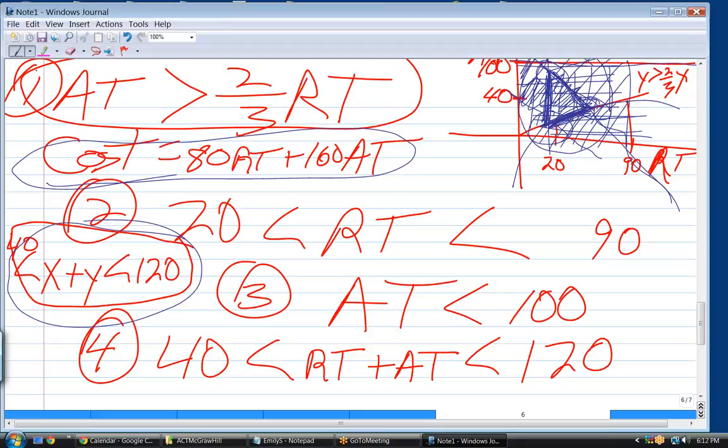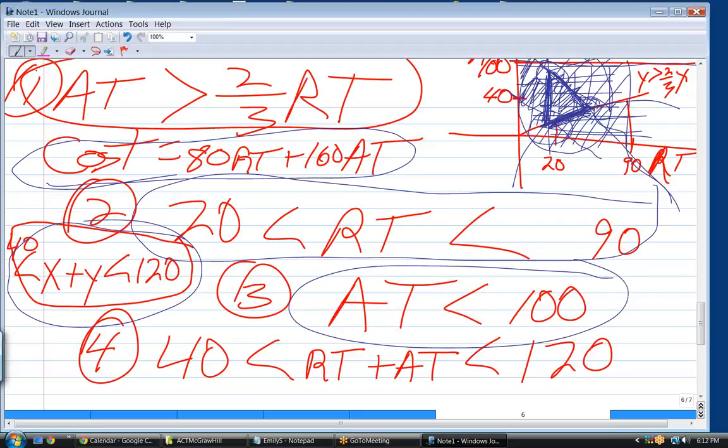In this case, we're minimizing, and the cost is $80 per real tree and $160 per artificial tree. So you might say, well, why not get none of both? That's a cost of 0. Well, we can't do that because, for one thing, we have to have between 20 and 90 real trees. We have to have less than 100 artificial trees, and the sum of both has to be between 40 and 120. So all of these constraints define this final shape.